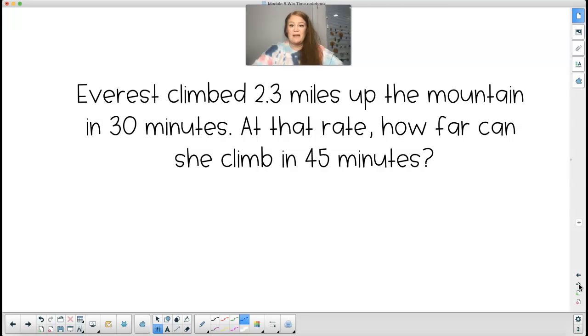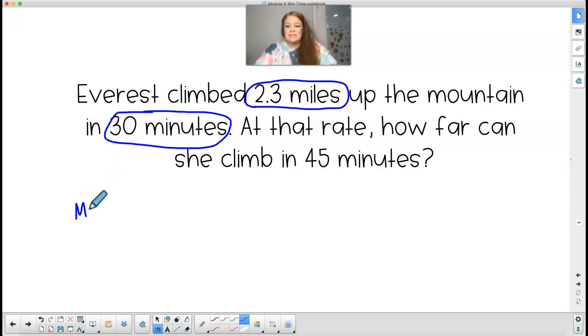Hey, here we have Everest climbed 2.3 miles up the mountain in 30 minutes. At that rate, how far can she climb in 45 minutes? So we've got 2.3 miles and 30 minutes. Again, I have the miles and minutes. I want to distinguish the difference with miles and minutes. So 2.3 miles, and that took 30 minutes.